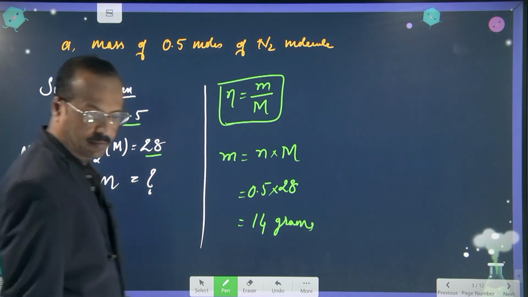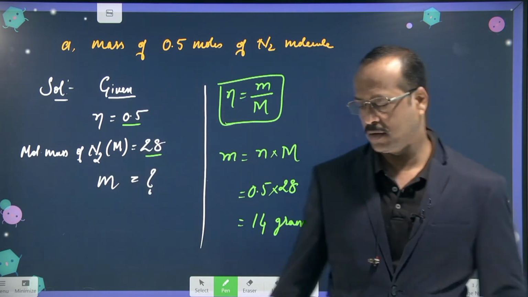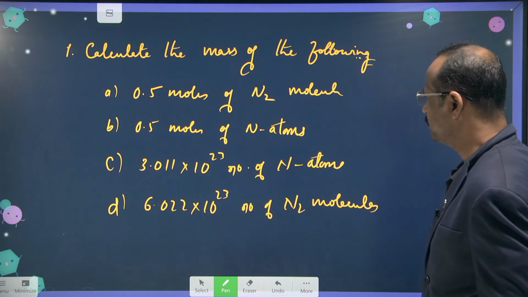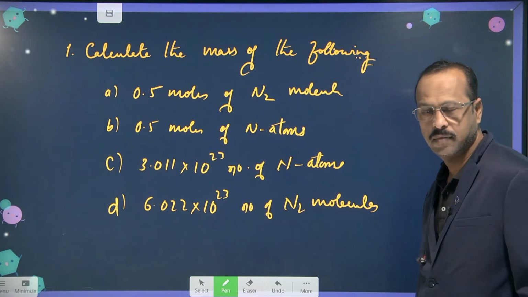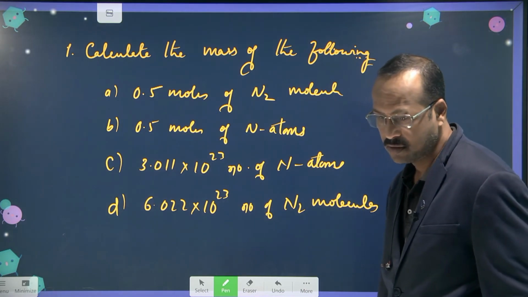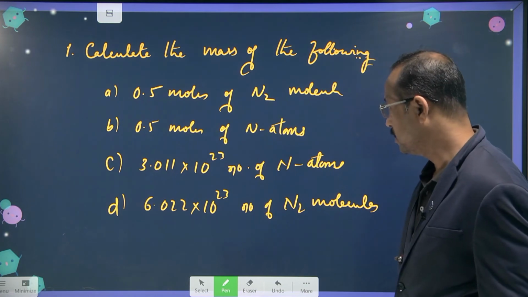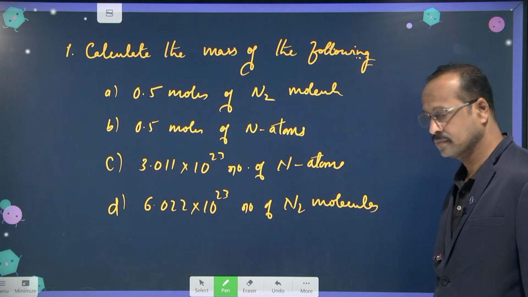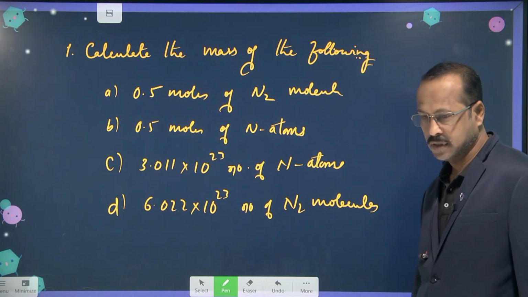Have you done this one? Second also done. Very good boy. What is the answer for the second one? 7 grams, right. Okay. Third one. Do the third one now.